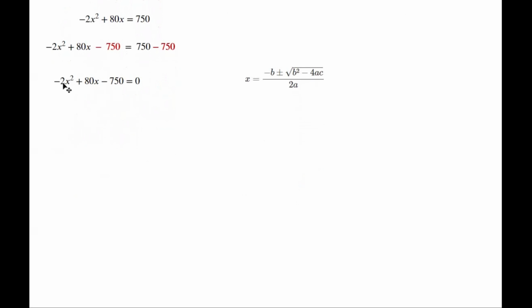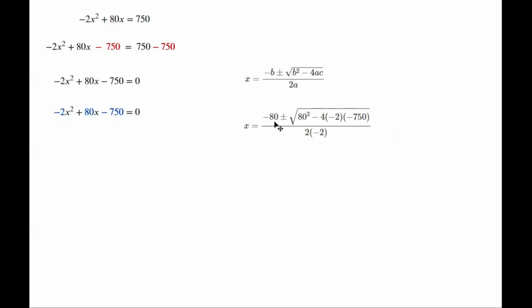Let's look at our equation here and identify the a, the b, and the c, because we need all of those pieces. So a is the coefficient attached to my x squared term. b is the coefficient attached to my plain old x term. And then c is the constant. So a is negative 2, b is 80, and c is negative 750. Make sure you keep the signs when you're identifying a, b, and c. So if I plug my a, b, and c into my quadratic formula, I'm going to get this.